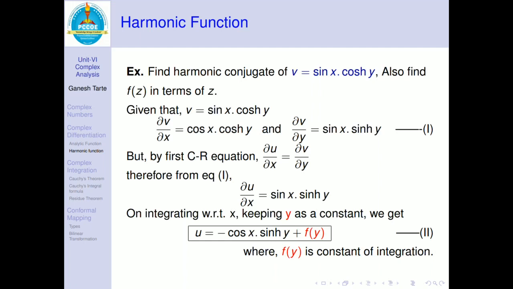Now to find that f of y, we apply the second CR equation, which is u with respect to y is equal to minus v with respect to x. So we have to differentiate u partially with respect to y. Differentiating u partially with respect to y, we get del u by del y is equal to minus cos x into cos hyperbolic y plus f dash of y. Call it equation number 3.